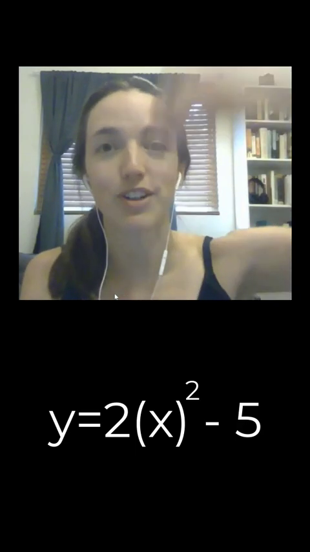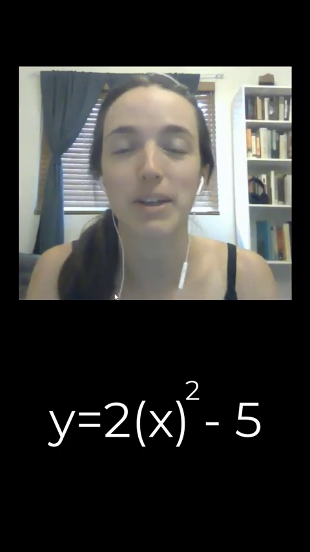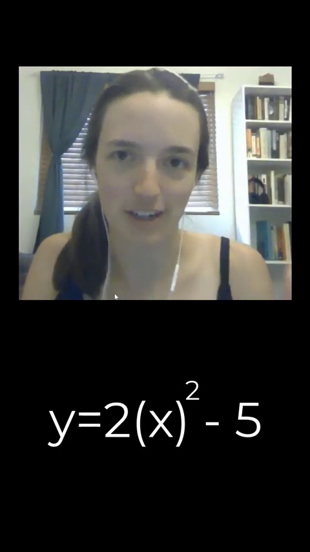So those vertical distances get multiplied by 2. So it's going to end up being like taller, if that makes sense. It's also going to shift down 5.